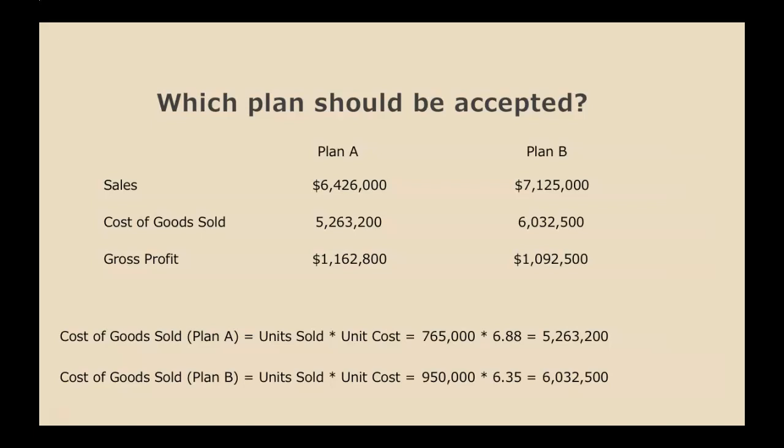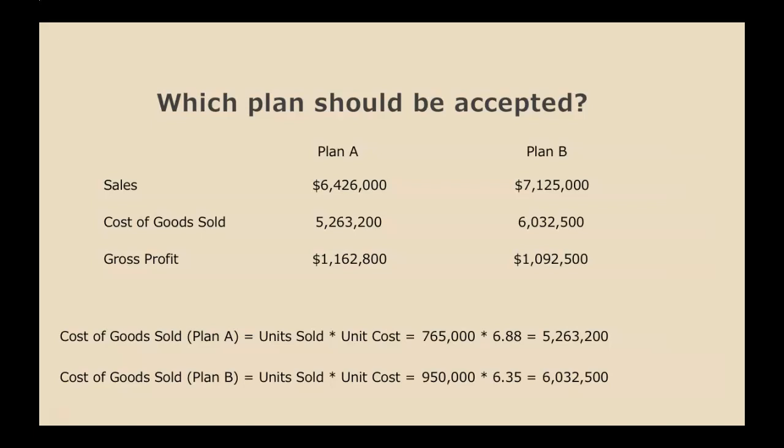So if we think back to all of the different steps along the process here, at first we were leaning towards Plan B because that had the higher amount in sales. And then we saw that Plan B was going to make us need to produce more units. So that was kind of worrisome, right? Because that means that we would have more manufacturing costs. But then we saw that Plan B had a lower unit cost, right? So we've been on a roller coaster throughout this problem.